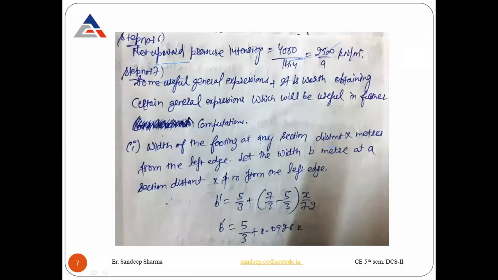Which is equal to a plus (b minus a) into the distance x divided by the whole length, and that is b', the width at the x distance meter, that you will get here: 5/3 plus 0.0926x. So this is the width we have.